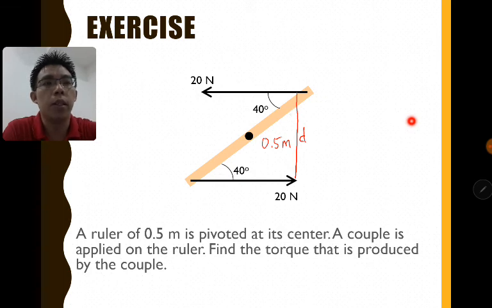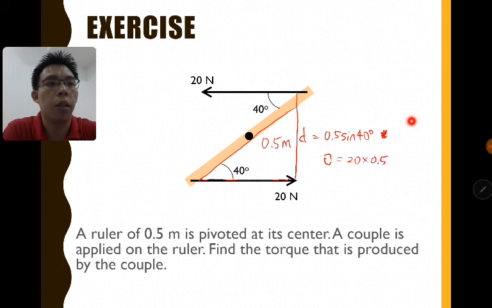So this D. If you look at this triangle, you can get D by using 0.5, which is opposite to the 40 degrees, so it's 0.5 times sine 40 degrees. Then only you multiply it by 20 Newton. Okay, then you get that.